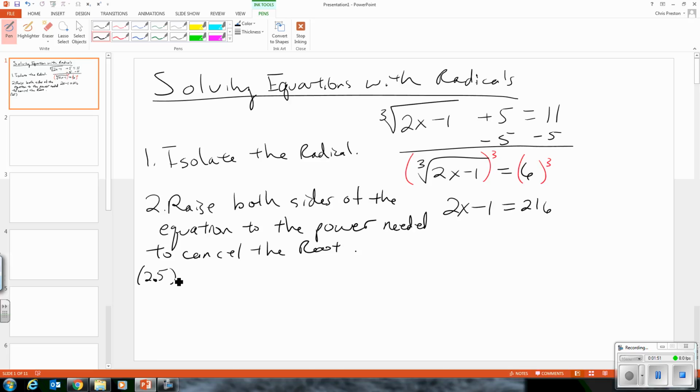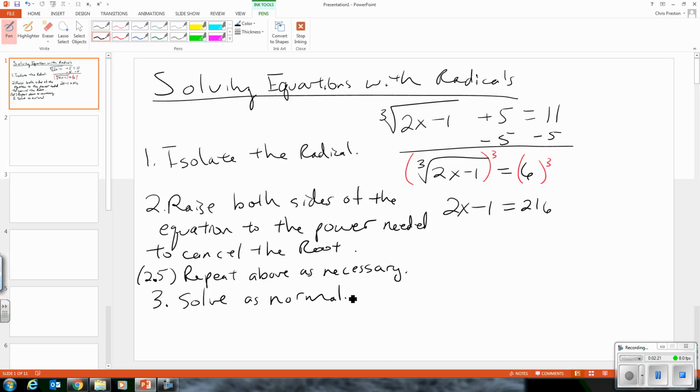Step 2.5 is repeat the step above as necessary. So there may be times when you have more than one radical in an equation and you would want to isolate one of them, raise both sides, get rid of that first radical, and then work on isolating the second one to get rid of it. And then once you've gotten rid of all the radicals, like I have here, step 3, solve as normal.